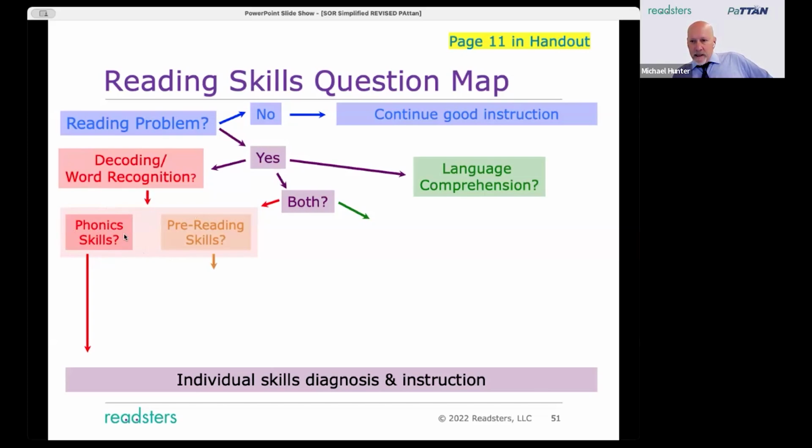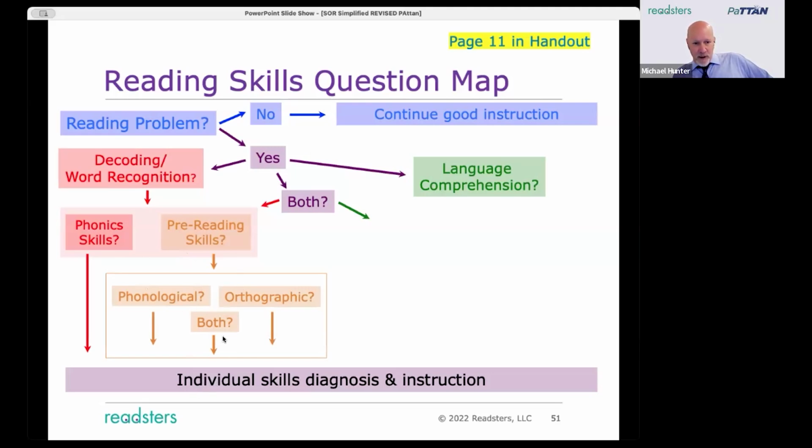If they are so weak on the decoding diagnostic, you may want to give a pre-reading skills diagnostic assessment, and we have a free one of those available on our website called the Pre-Reading Probe, so I'll give you access to that in a minute. And then you will find out from that, is it a weakness in the phonological realm? Is it a weakness in the orthographic realm? Or is it both? And that will guide you to your intervention instruction.